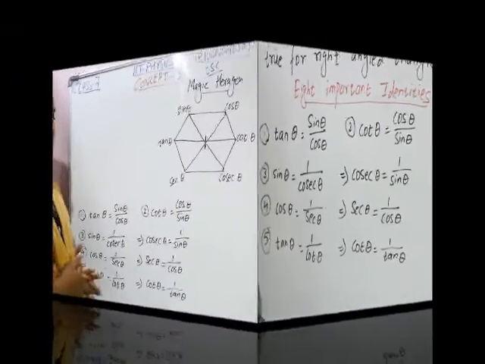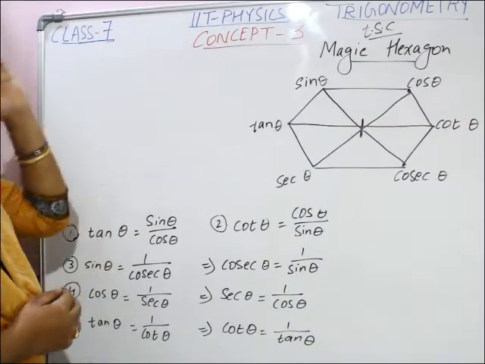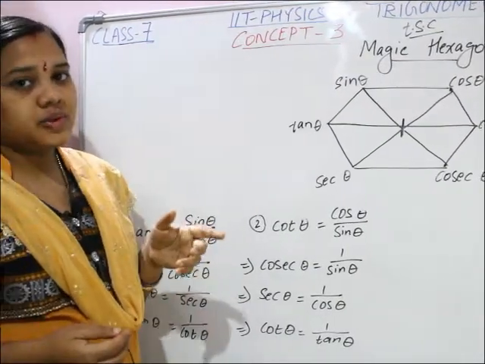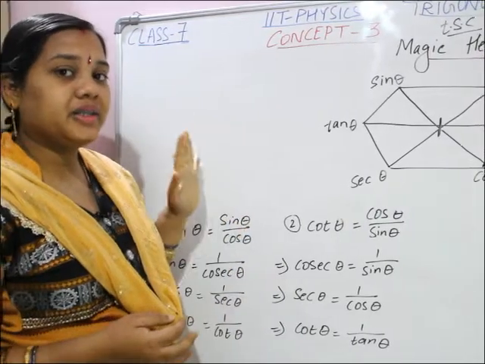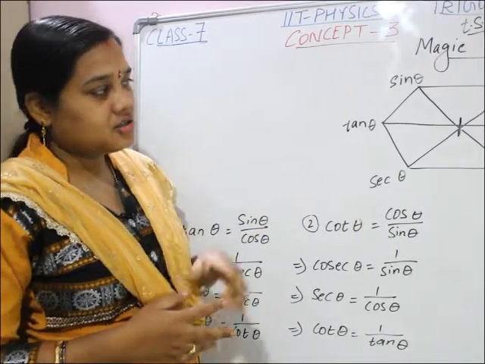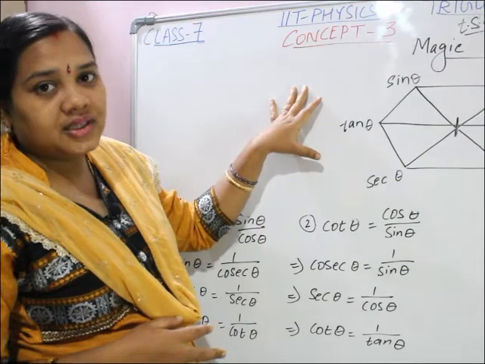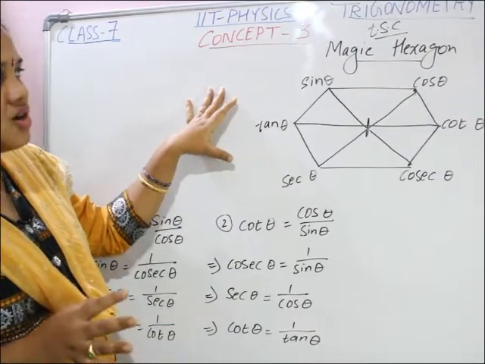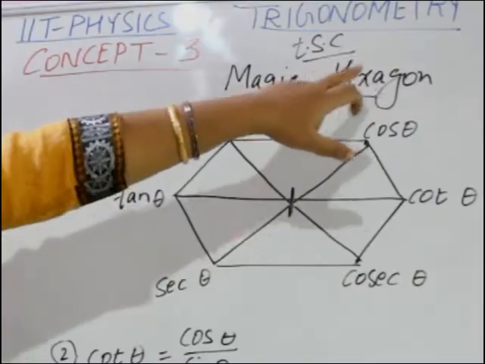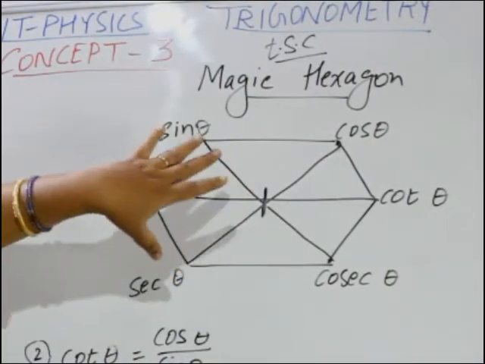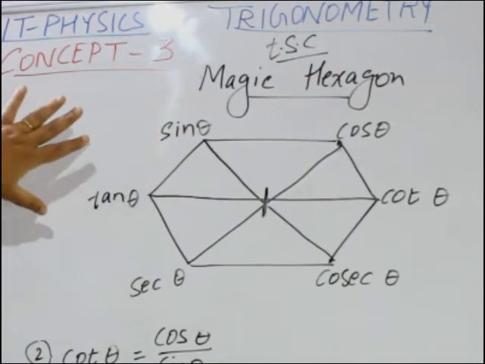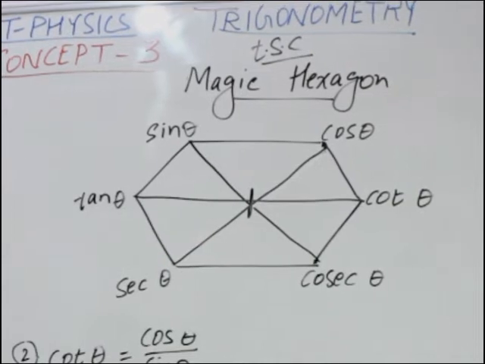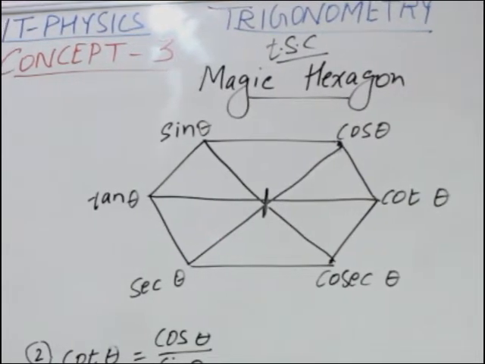Okay. So, see children, next, what I told you before, I will explain the easy method to remember these identities. This is the method to remember the trigonometric identities. What is this? Magic hexagon. What is this shape? Can you identify? It's a hexagon. Hexagon means a polygon with 6 regular sides.